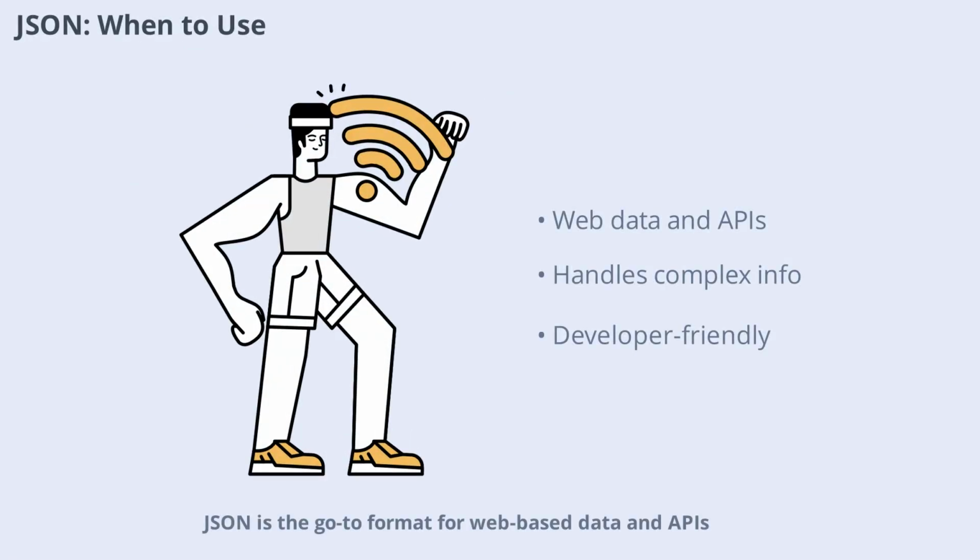JSON is the go-to format for web-based data and APIs. If you're working with applications that need to exchange data online, JSON's structured format is ideal. It's also great for storing complex data like user profiles or transaction histories. JSON is widely supported by programming languages, making it a favorite among developers and analysts working with modern data systems.